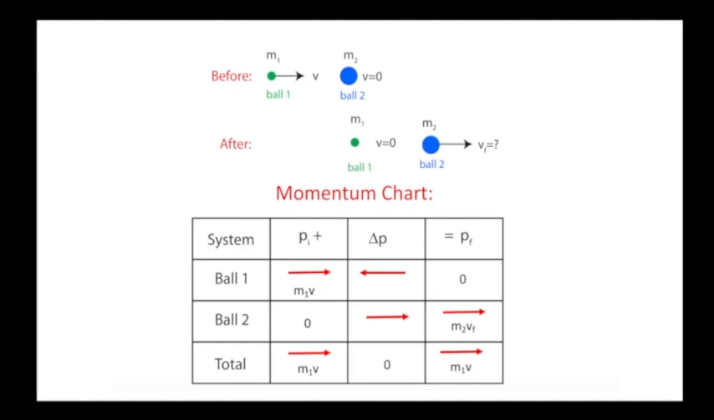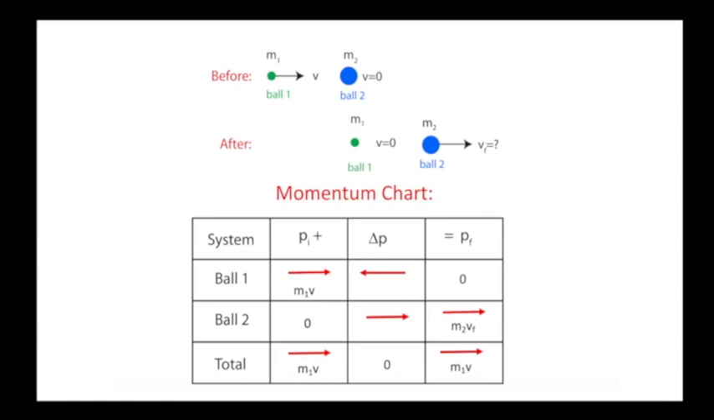Now let's take a look at our final column. We also know about that. We know after the collision that ball 1 has stopped, so now its final momentum is 0. And we know that ball 2 is now moving with some speed or velocity v final to the right. So now we can also put in ball 2's final momentum. We don't know what this v final is yet, but we've already figured something very important out to solving for it.